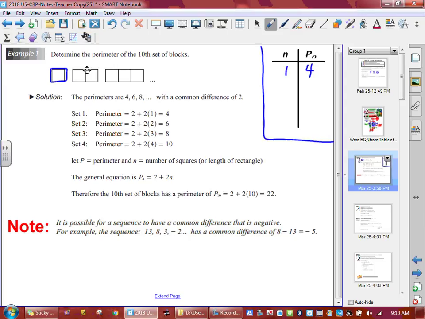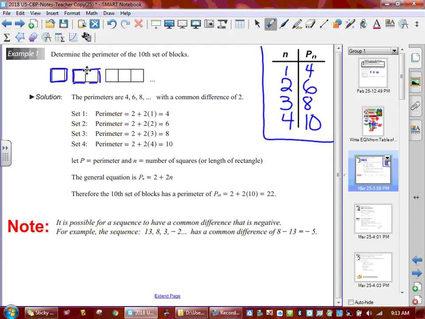Well, what is the perimeter of the next one? Let's count. 1, 2, 3, 4, 5, 6. So our second one has 6. What do you think the third one has? 8. The third one has 8. What do you think the fourth one has? 10. Good. They're showing you these perimeters right here.